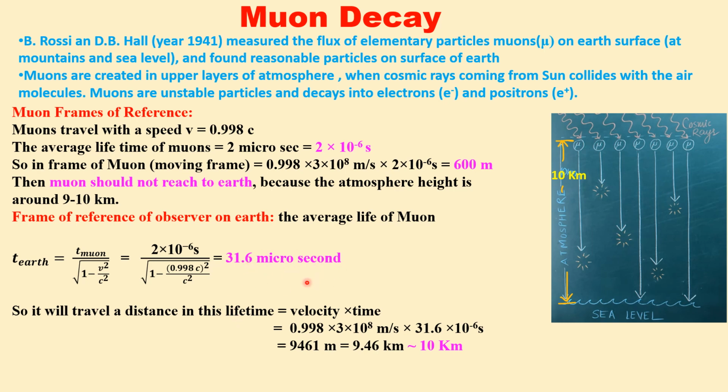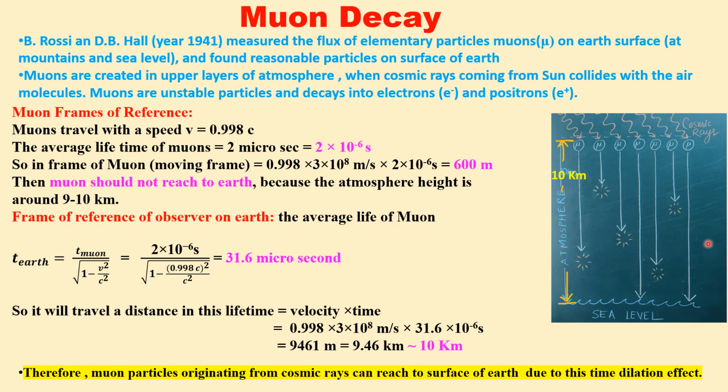And in this time, the muon particle can travel a distance v × t, where v is fixed at 0.998 × 3 × 10^8 meters per second, and the time is 31.6 × 10^-6 seconds in Earth's frame of reference. So it comes to around 9461 meters, or around 9 to 10 kilometers. It is around 10 kilometers. So that's why these muon particles can reach the surface of Earth, due to the time dilation effect.